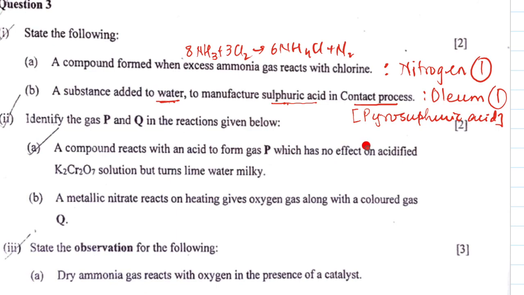Okay, now let us check the question 3 second part. Identify gas P and Q in the reaction given below. A compound reacts with an acid to form gas P, which has no effect on acidified K2Cr2O7 but turns lime water milky, which means this gas is carbon dioxide. So we write it as carbon dioxide. This is your question 3 second part, and that should give you your 1 mark.